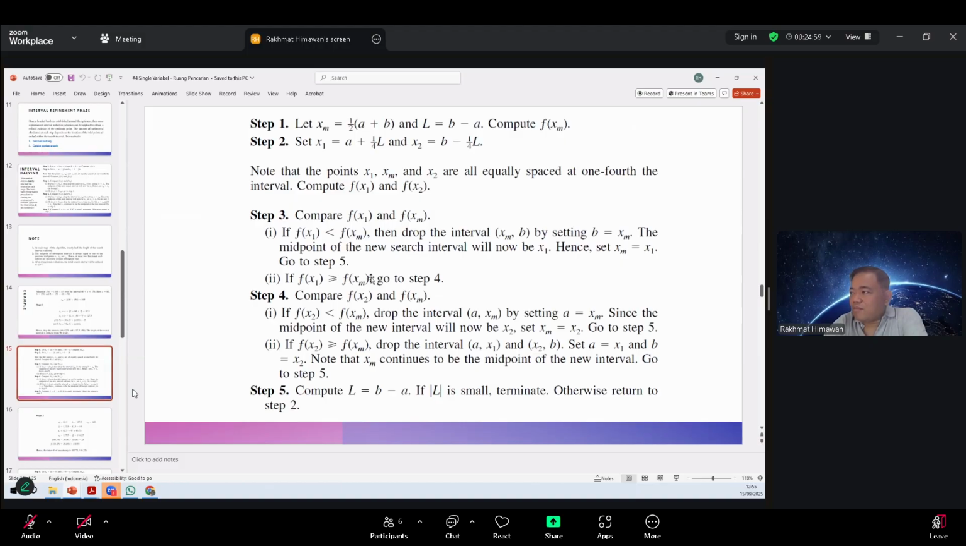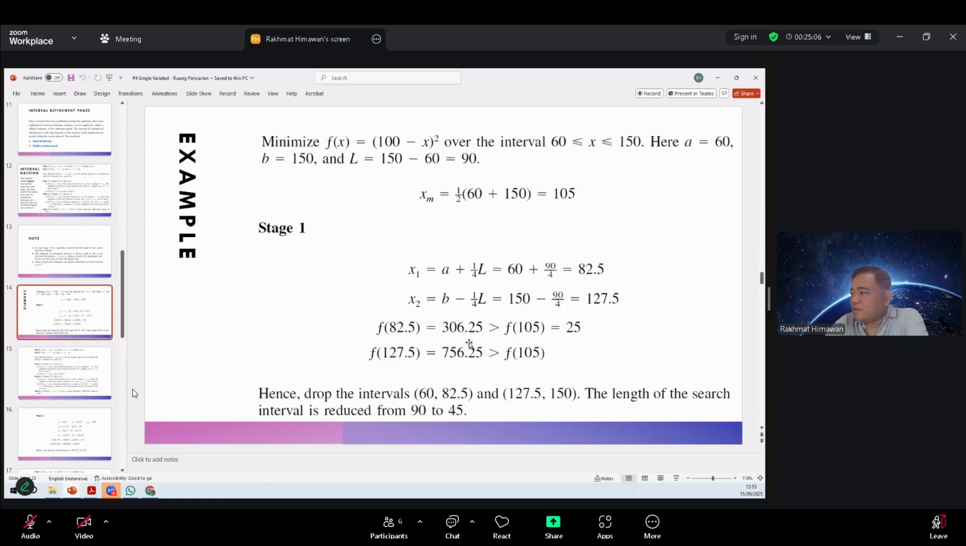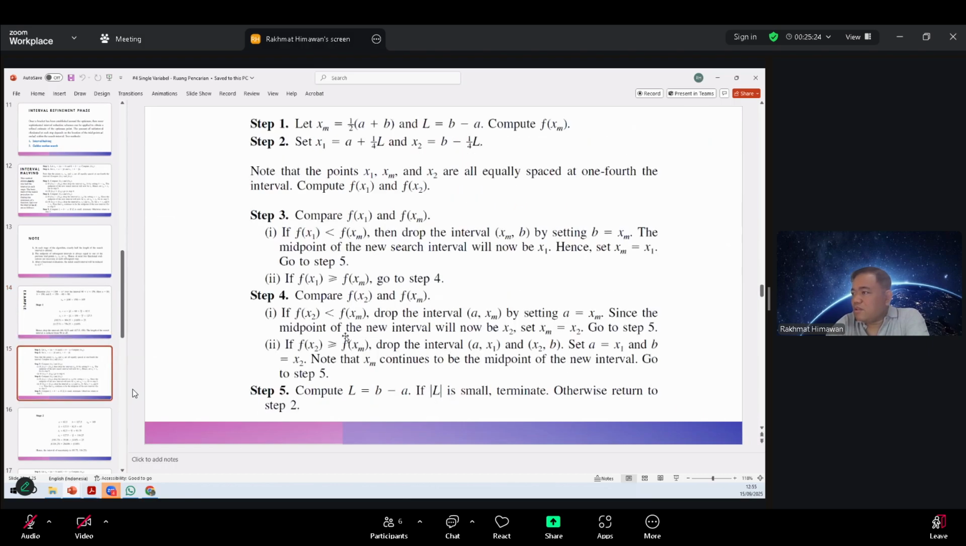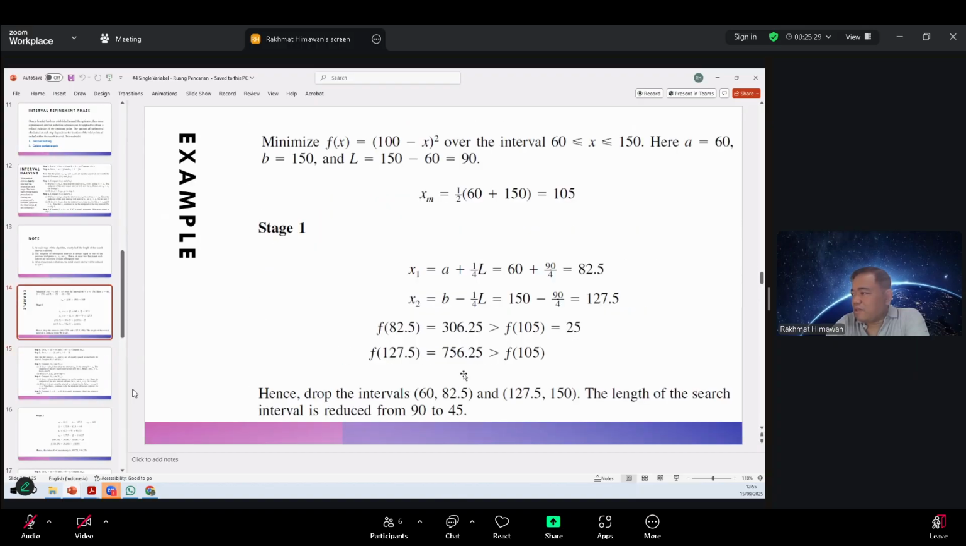Then what's the algorithm? Go to step 4. Now let's compare f(x2) and f(xm). What's the comparison? f(x2) is 700. f(xm) is 25. And 700 is much greater than 25. So this is this condition: f(x2) is greater than f(xm).